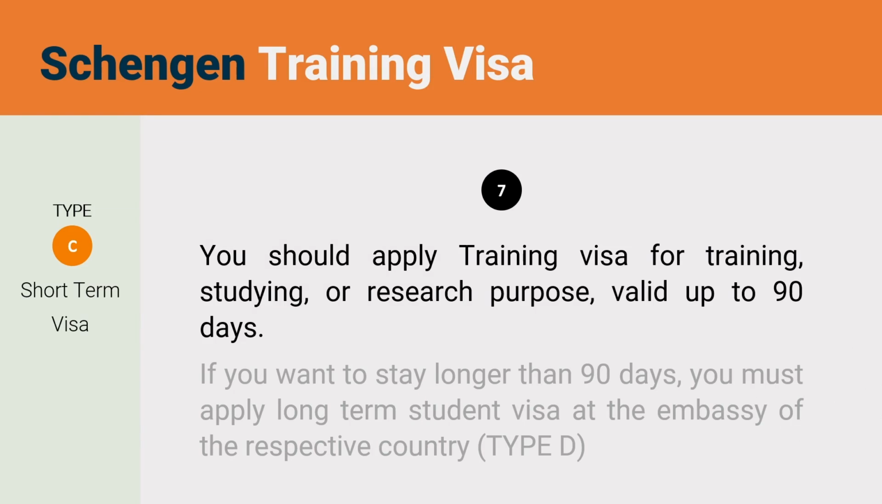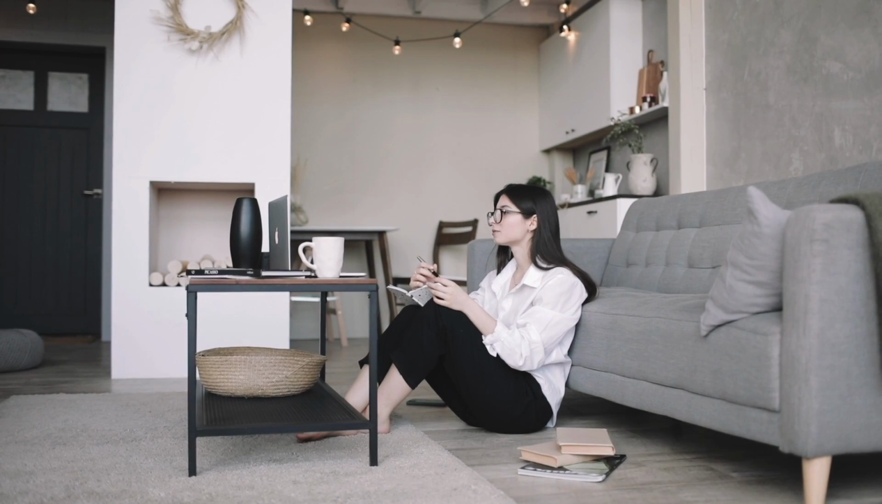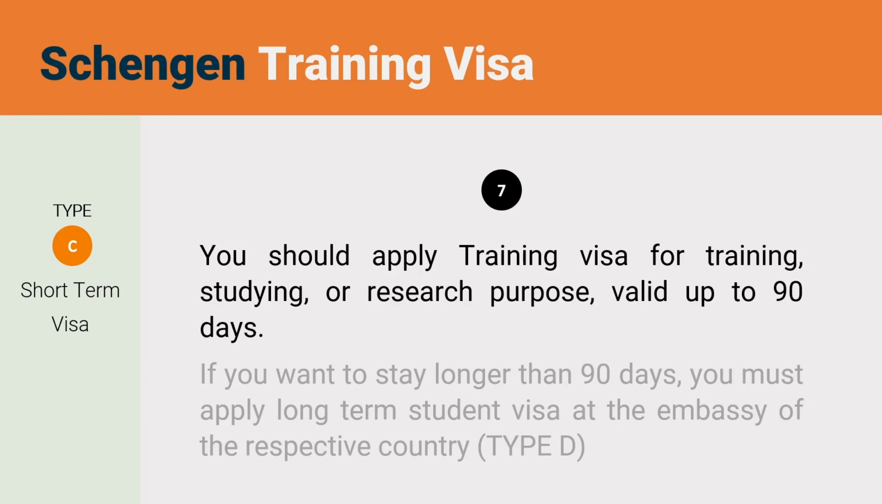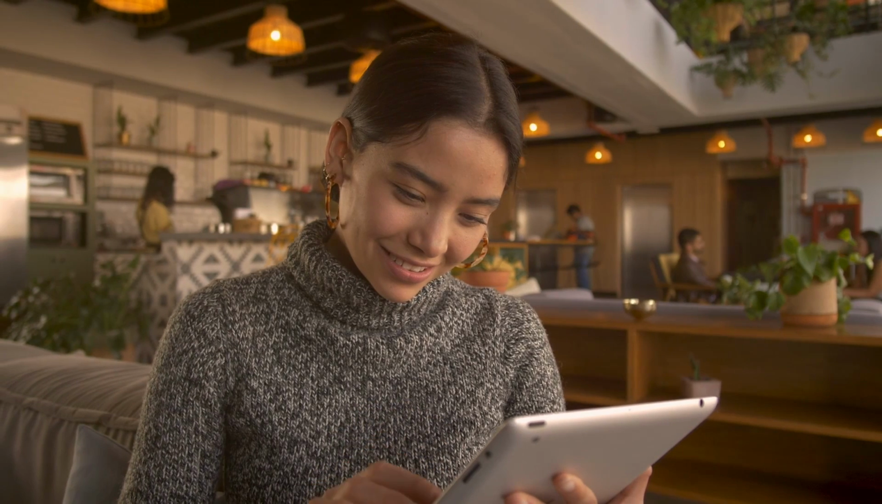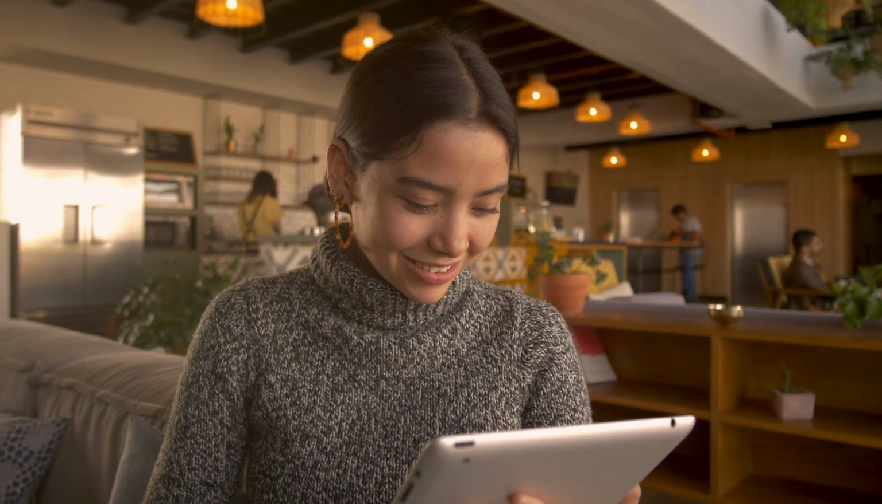Similarly, you should apply for a training visa for training, studying, or research purposes. Training visas are valid up to 90 days. If you want to stay longer than 90 days, you must apply for a long student visa at the embassy of the respective country. All 7 types of short-term Schengen visa are valid for a maximum of 90 days. The equal and unequal number of days rule applies, which we have discussed extensively in the tourist visa section. The documents required when applying for a Schengen visa we will discuss later in this video.